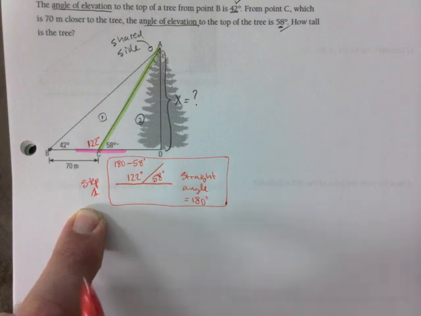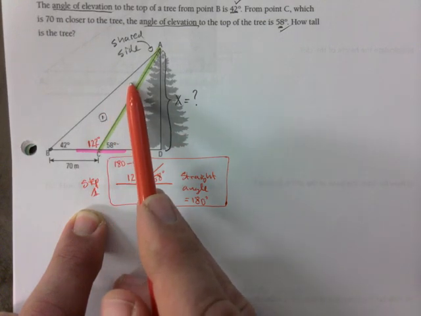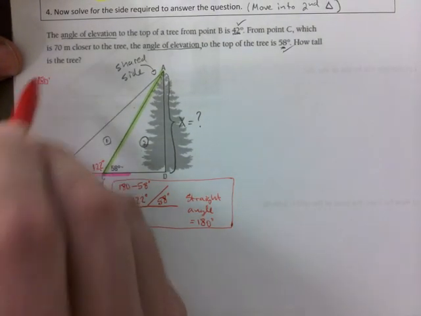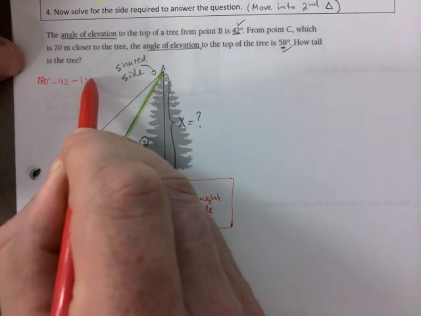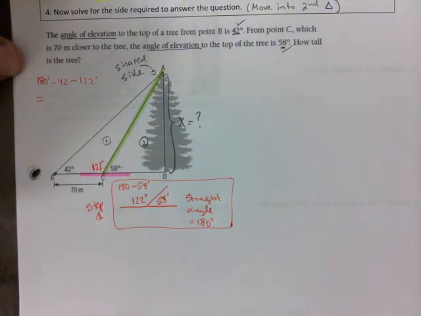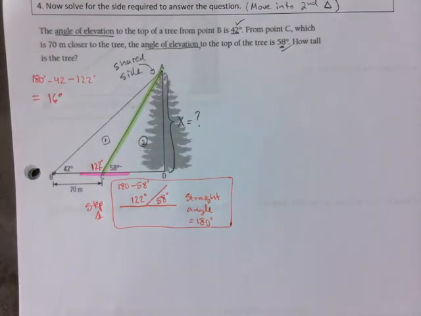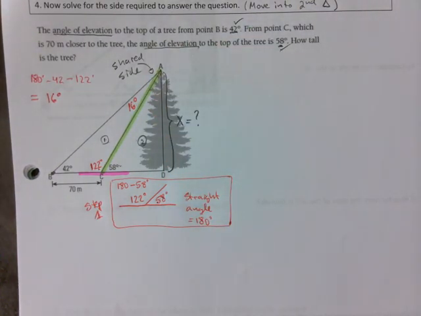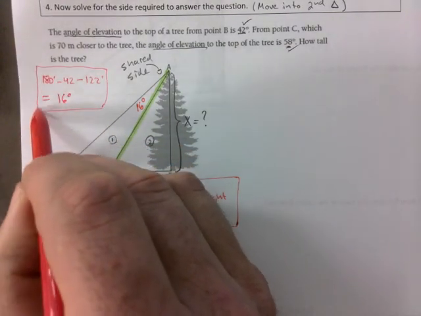What can you do now? Now that you have two angles, you can easily find a third, right? So it's a puzzle. Okay. So let's do this one right here. I'm going to do that up here. 180 minus 42 minus 122. And that equals 16 degrees. So now we know this one. I'm going to call that step 2. This part right here. Step 2.